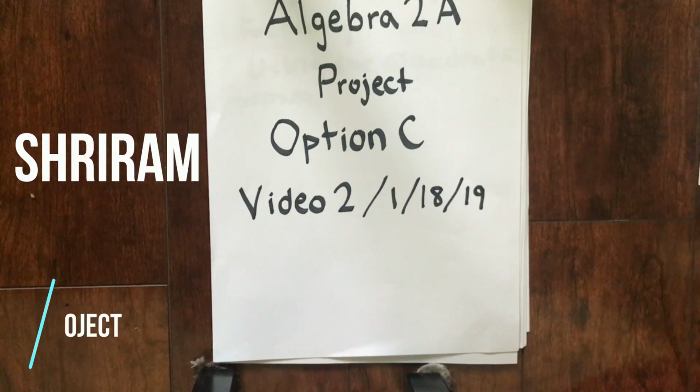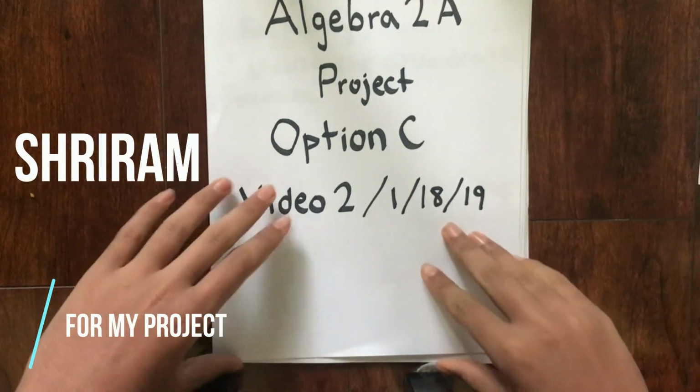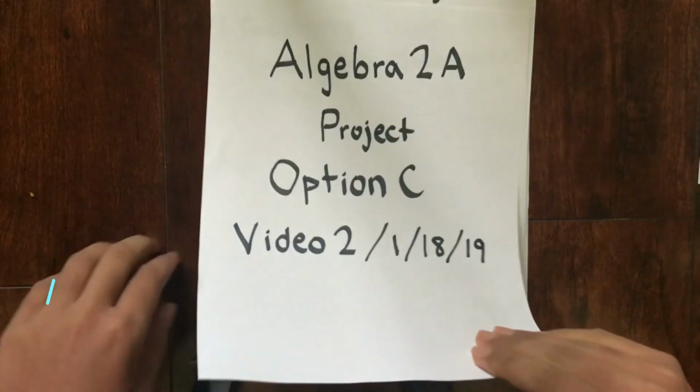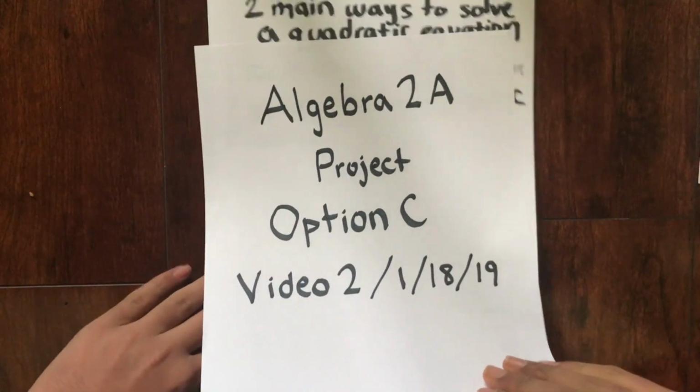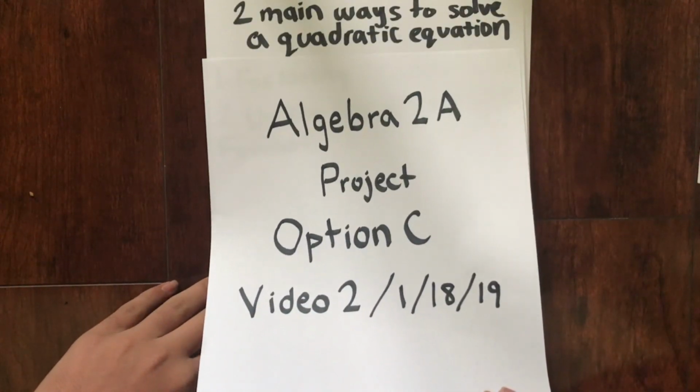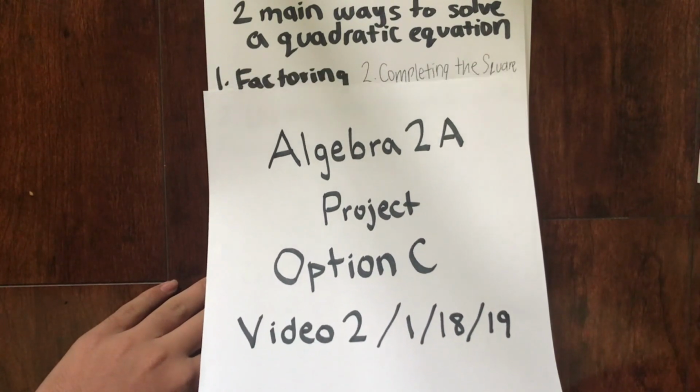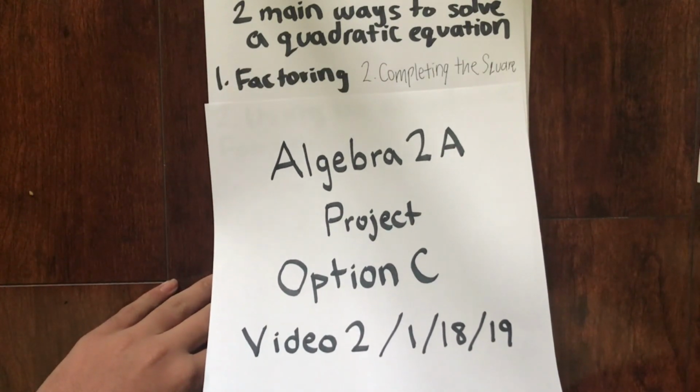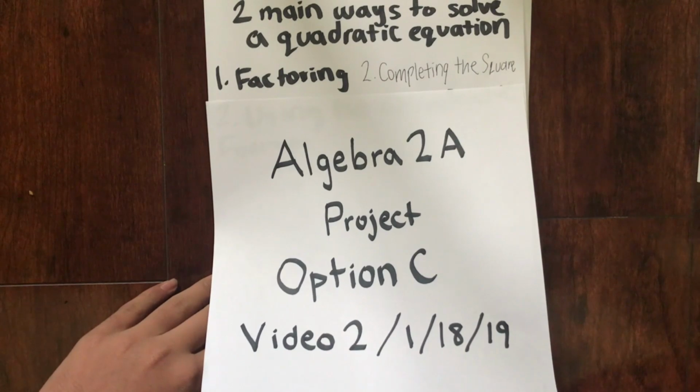Going to talk about how to solve a quadratic equation. So there are two main ways to solve a quadratic equation. In the first video, we looked at how to solve a quadratic equation by factoring. But today, we're going to look at how to solve a quadratic equation by completing the square.